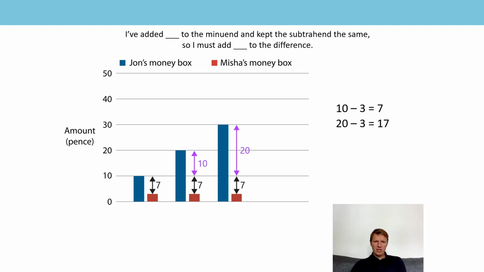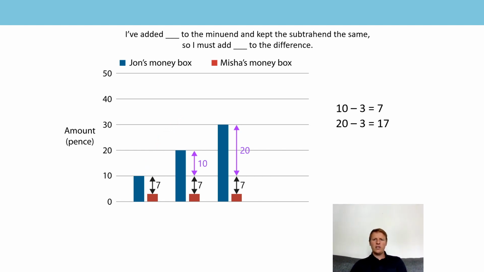We're comparing this to the first 2 bars. We're saying the red bar, Misha's money, stayed the same. The difference between the red and the blue bar has stayed as 7, but the amount of money that John has increased by, from 10, has gone up by 20. So this 20 is comparing this bar to this bar.